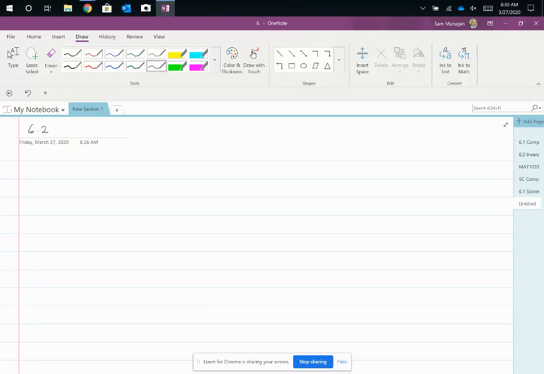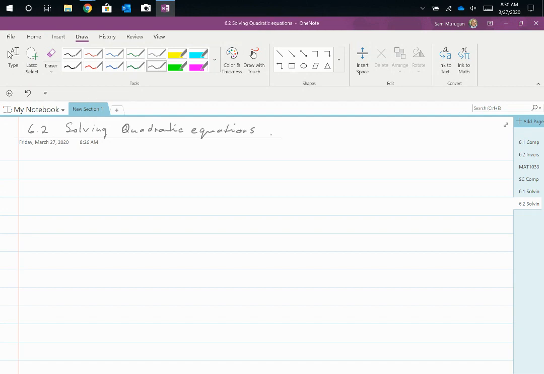Chapter 6.2. Solving quadratic equations by the square root method.